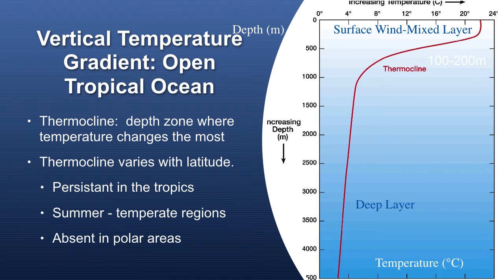But you can imagine that this is going to vary depending on where you are on the planet. So the thermocline is persistent in the tropics. It's present in the temperate regions during the summer when the surface waters are warm, and then it is almost entirely absent in the polar regions. So let's see if we can mock that out.